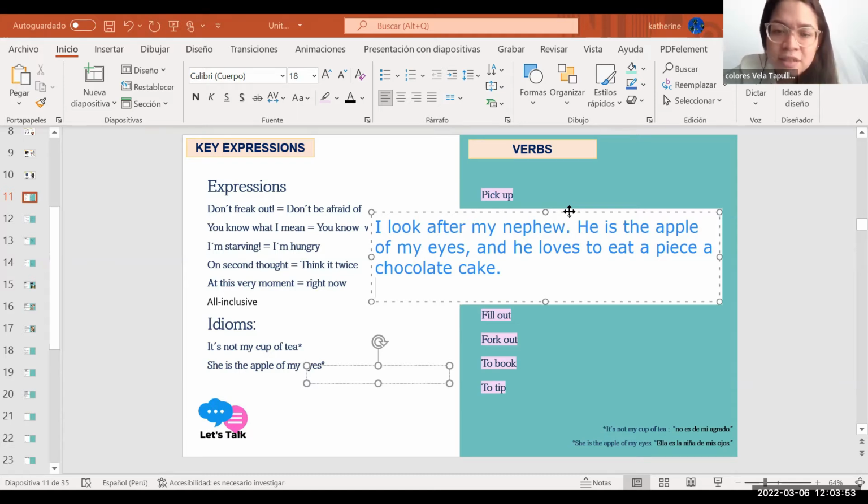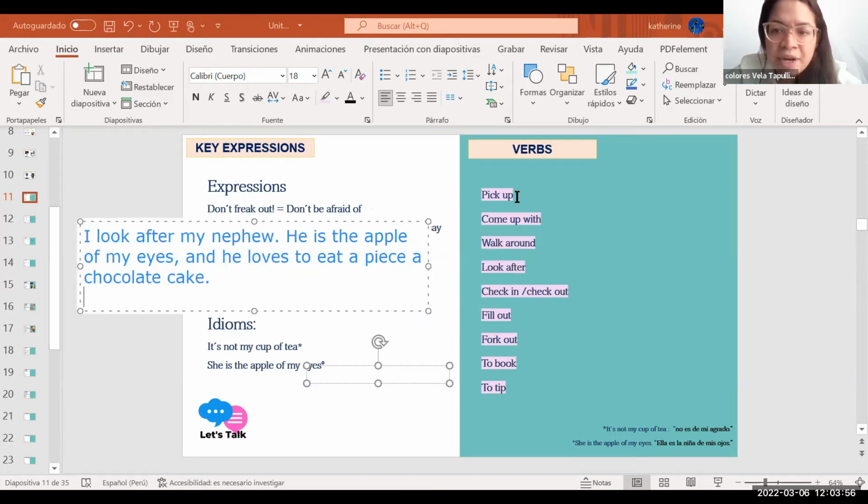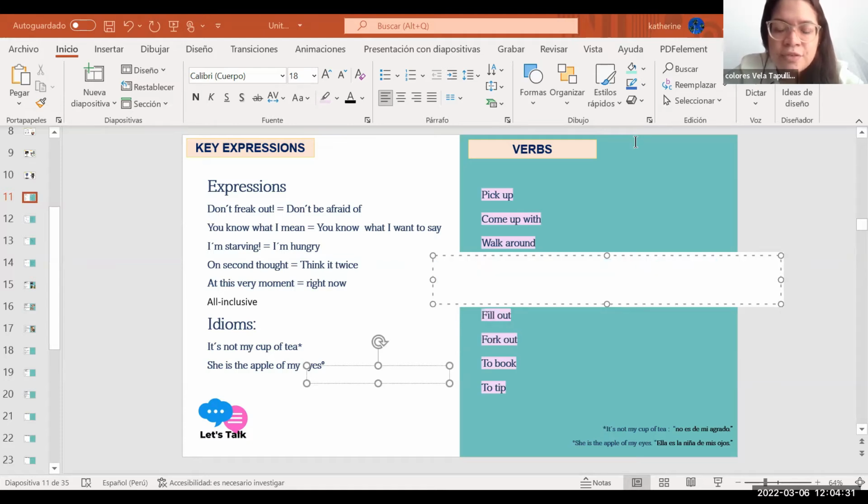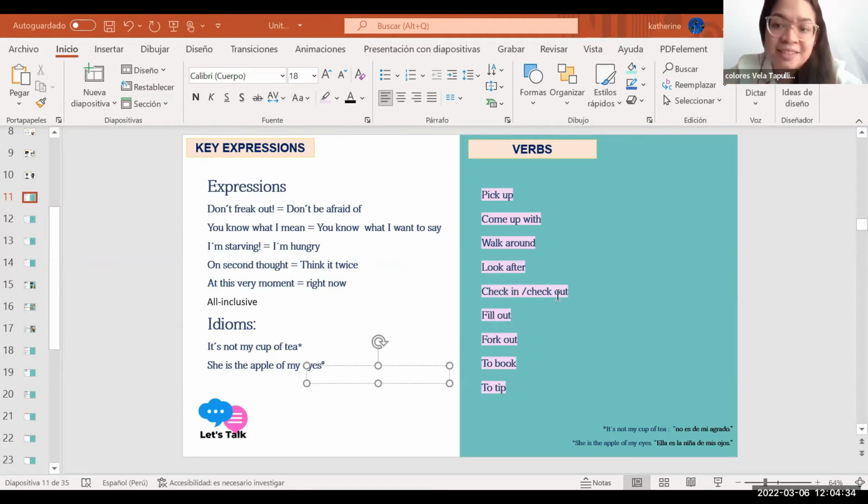Okay. Divide. For example, my partner can elaborate sentences with pick up, walk around, check in, check out, and to tip. And I elaborate sentences with come up with, look after, pick up, fill out, and to book. Separate and coordinate in pairs. For this exercise, you have around 15 minutes to complete. If, for example, you have check in, check out, you can separate them into 2 different sentences. And for this, you have 10 sentences.